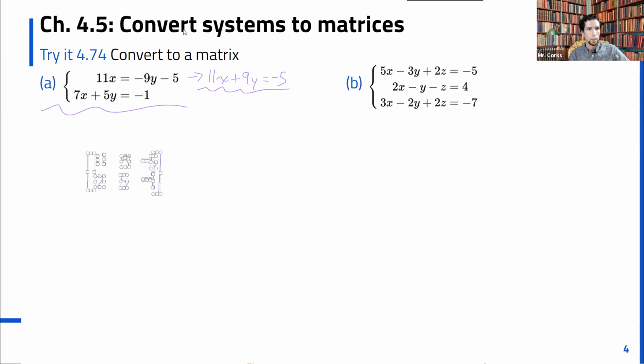If we were to add some labels to this, we could do that. So here's our row 1, here's our row 2. Column 1 here is representing the x's, so 11x and 7x. Column 2 here is representing the y's, so we have our 9 and 5 here. And then our third column is representing the constants, so we label this as RHS, for right-hand side of the equation.